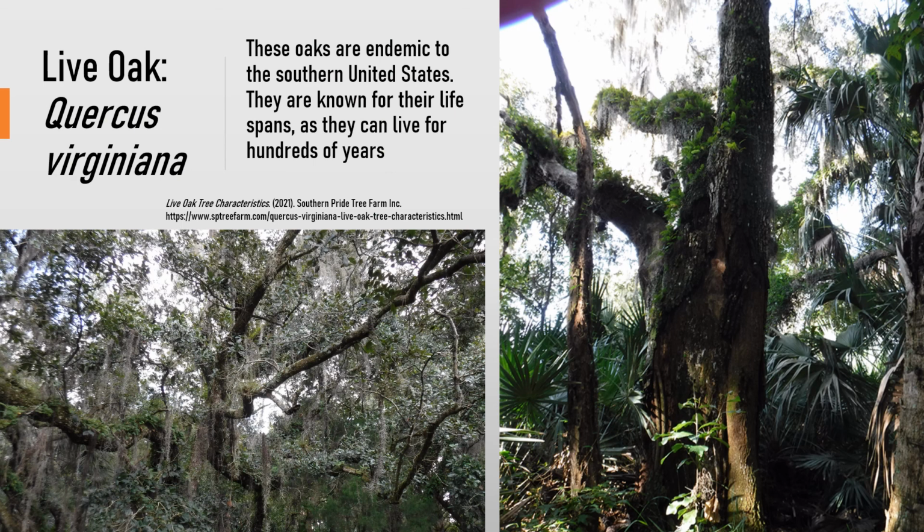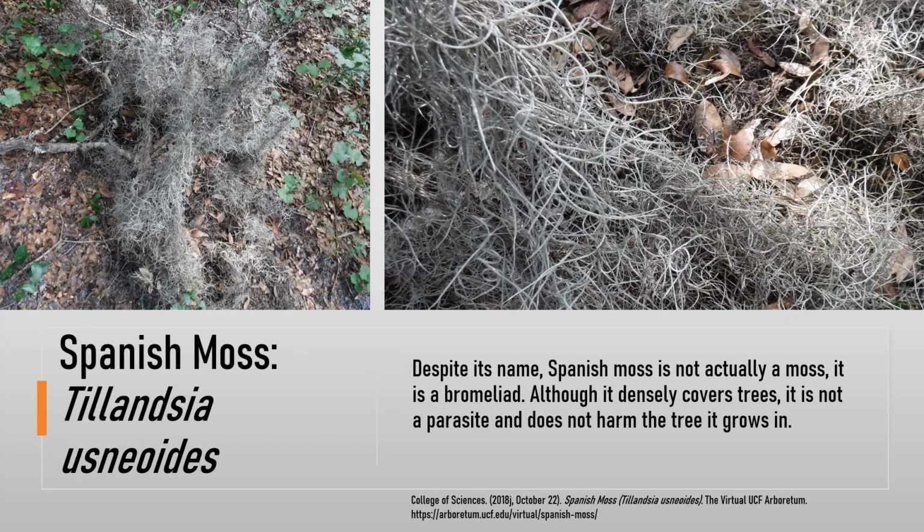My next plant is the live oak, or Quercus virginiana. These oaks are endemic to the southern United States, and they are known for their lifespans, as they can live for hundreds of years. My next plant species is Spanish moss, or Tillandsia usneoides. Despite its name, Spanish moss is not actually a moss, but it is a bromeliad, and although it densely covers the trees, it is not a parasite and does not harm the trees it grows in.